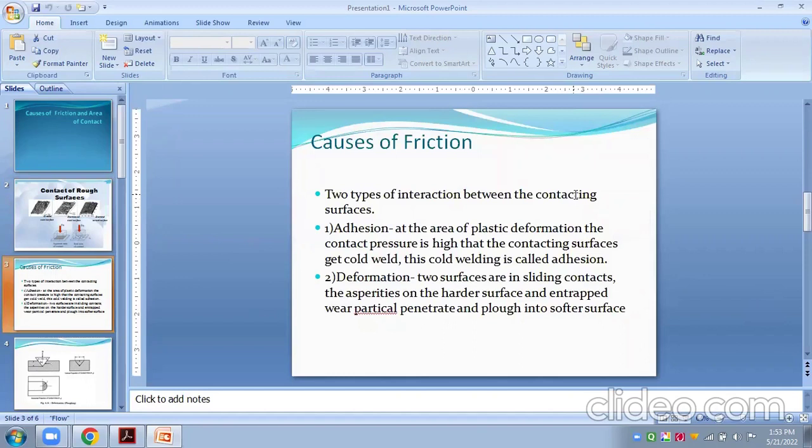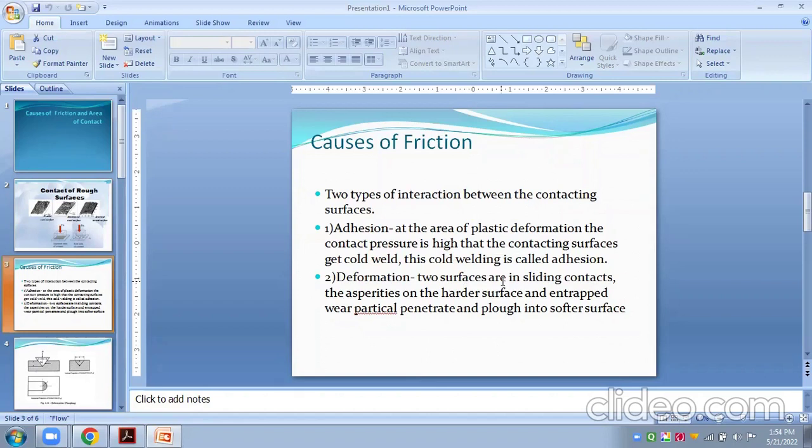There are two types of interaction between the contacting surfaces. First one is adhesion, second one is deformation. So, in adhesion, the real area of contact and adhesion are extricated. When the two surfaces are pressed together, the contact occurs at the asperities on the two contacting surfaces. Okay. And the real area of contact between the two surfaces is very small, and a large area of the surface is separated by a distance which is more compared to the molecular range of these actions.